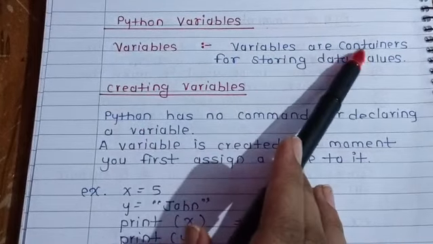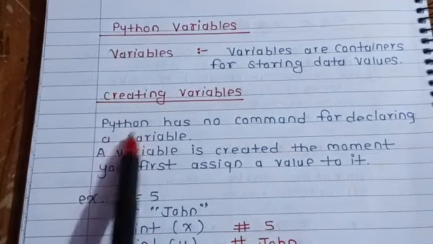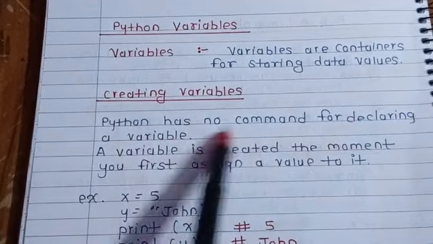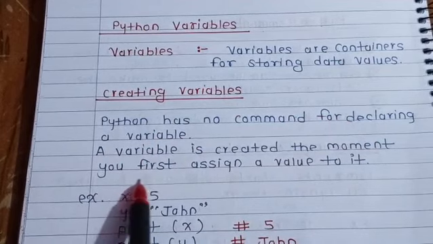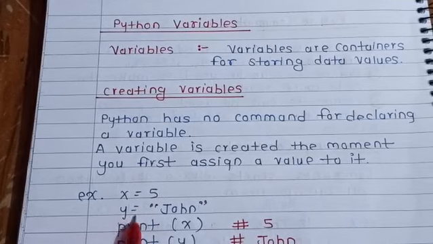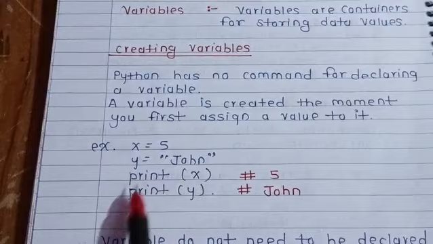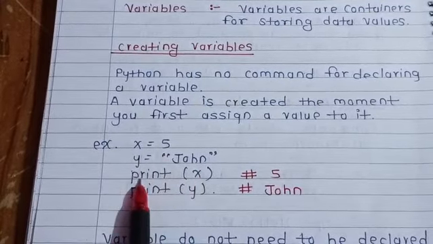Variables are containers for storing data values. Python has no command for declaring a variable. A variable is created the moment you first assign a value to it. So for example, x equal to 5, y equal to "John", print x.